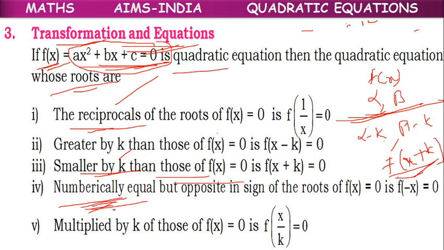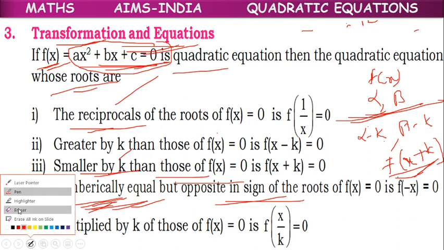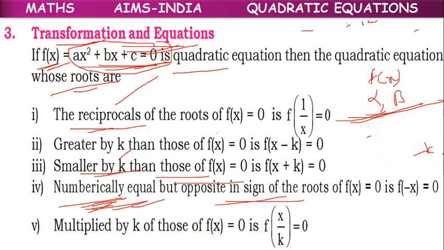If roots are numerically equal but opposite in sign, what does it mean? Roots are numerically equal but opposite in sign means the new roots are minus alpha, minus beta. Then what about the equation? F of minus x.